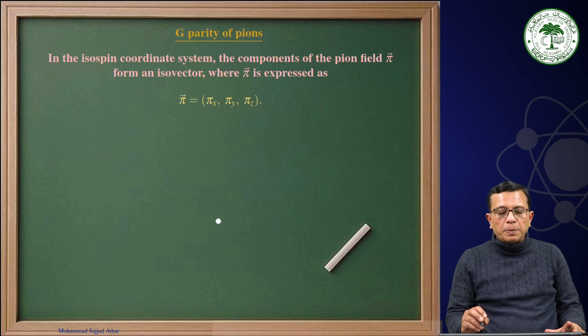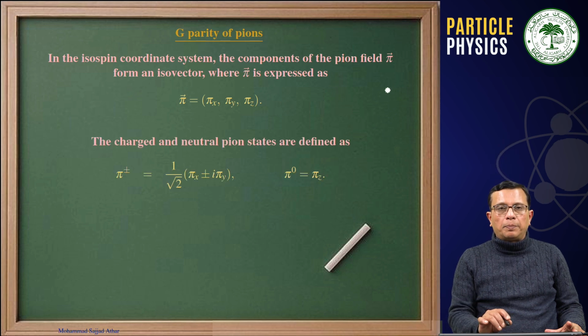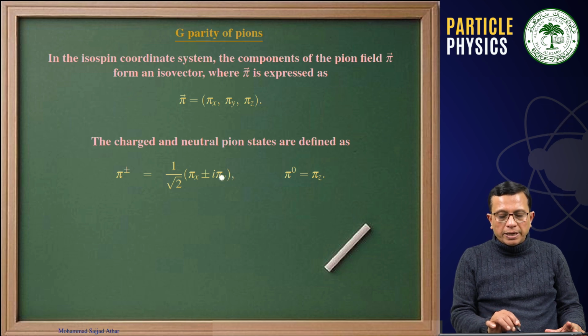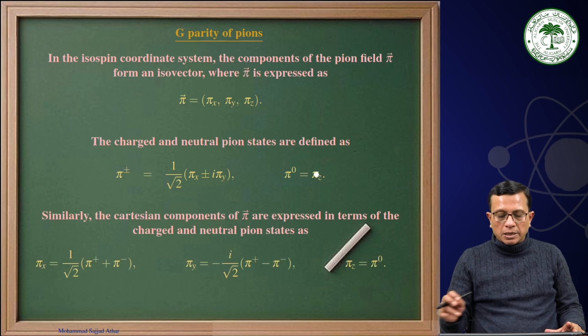In the isospin coordinate system, the components of the pion field form an isovector, where pi is expressed as having components pi x, pi y, and pi z. And then the charged and neutral pions are expressed in terms of pi plus as 1 by root 2 (pi x plus i pi y), pi minus as 1 by root 2 (pi x minus i pi y), and pi 0 equal to pi z.